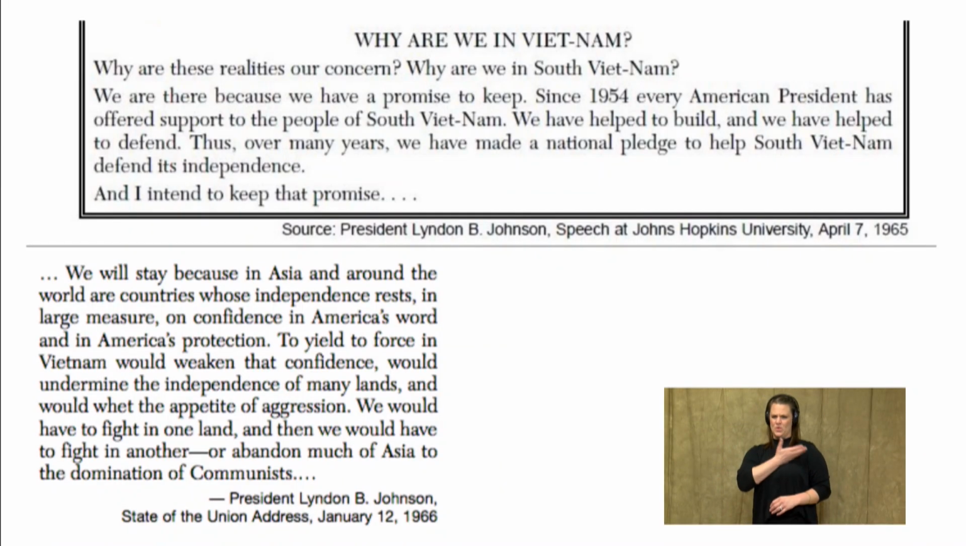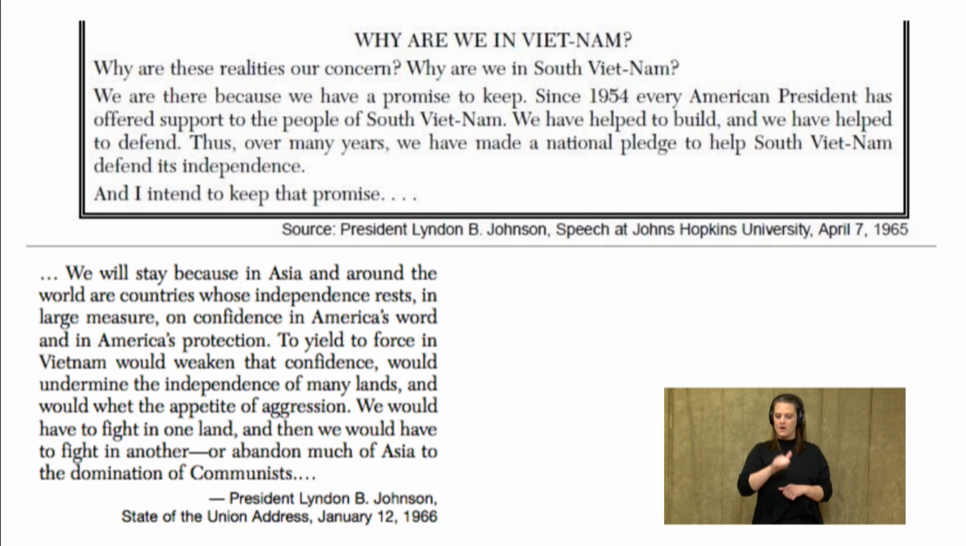So these two documents on the board help explain that. Let's look at the first one. It says, why are we in Vietnam? So this is President Johnson speaking. He says, why are these realities our concern? Why are we in South Vietnam? We are there because we have a promise to keep. Since 1954, every American president has offered support to the people of South Vietnam. We have helped to build, we have helped to defend. Thus, over many years, we have made a national pledge to help South Vietnam defend its independence. And I intend to keep that promise. So we've been there, we've been helping them, and he says we're not going to abandon them, we have a promise to keep.